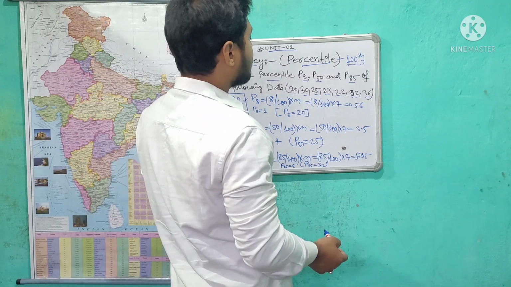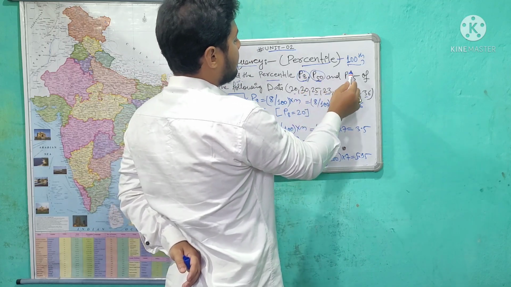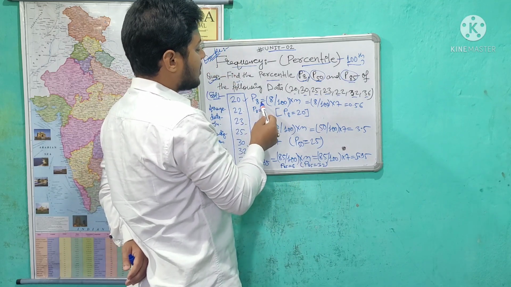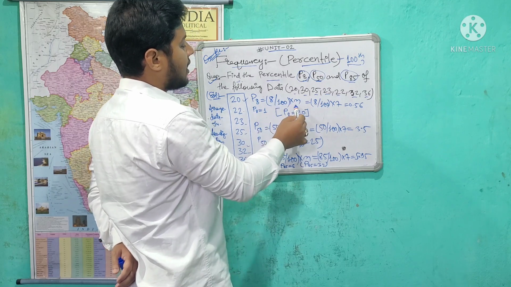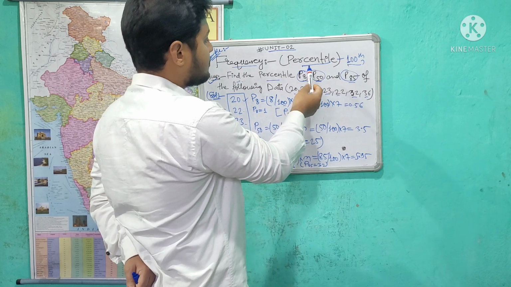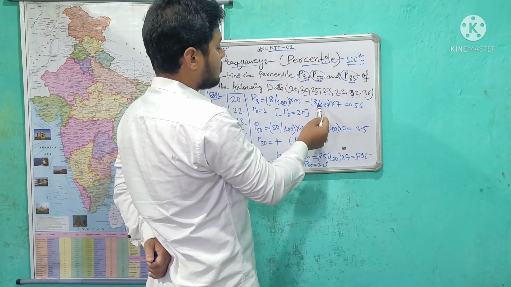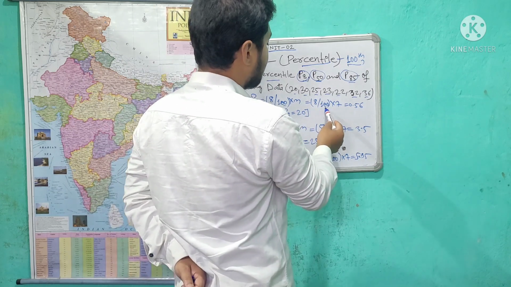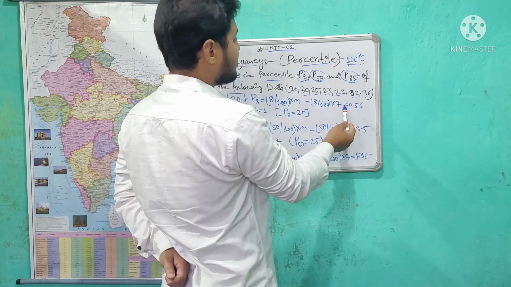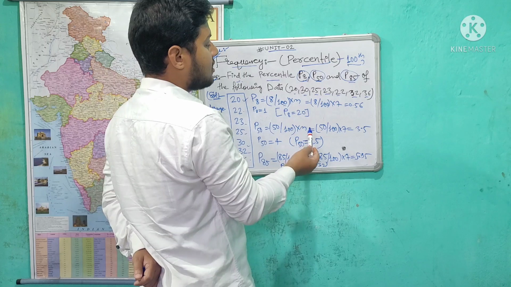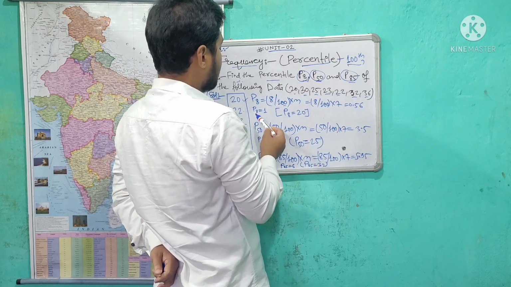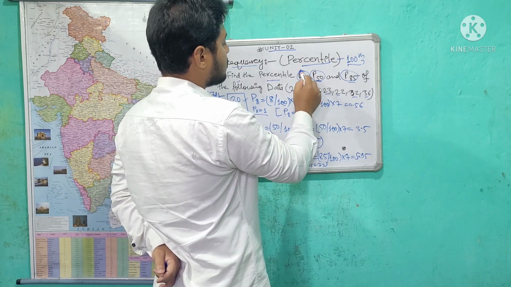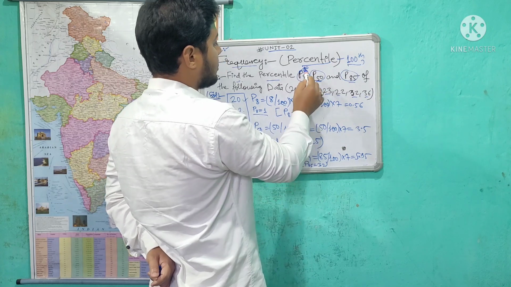Now we have to calculate these three: P8, P50 and P85. For P8, the formula is 8 by 100 into n. Why 100? Because it is calculated as a percentile. So 8 divided by 100 into n is equal to 8 upon 100 into 7. If we calculate this, we get 0.56. As we said earlier in decile and quartile, the nearest value to 0.56 is 1. So P8 is equal to 1, and the first value is 20. So P8 is calculated as 20.